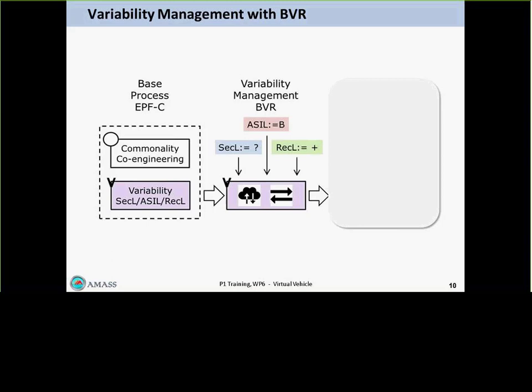This variability management is based on parameters, and these parameters are implemented in constraints in the PVR model. So our parameters are ASIL and the recommendation level. Here in this figure we have also the security level, but I will not use the security level in this demonstration.